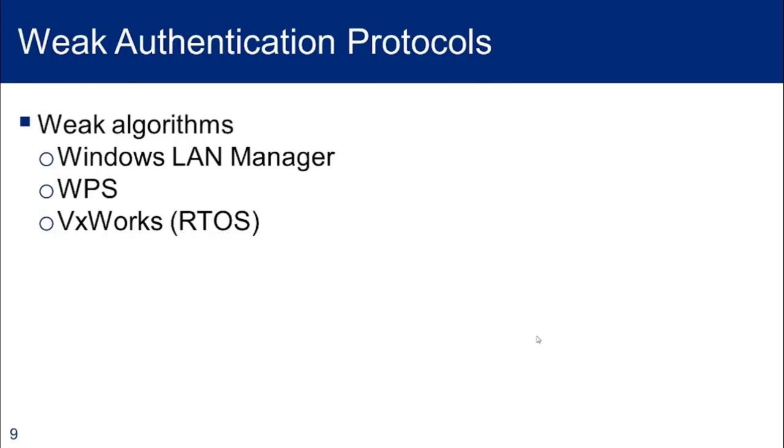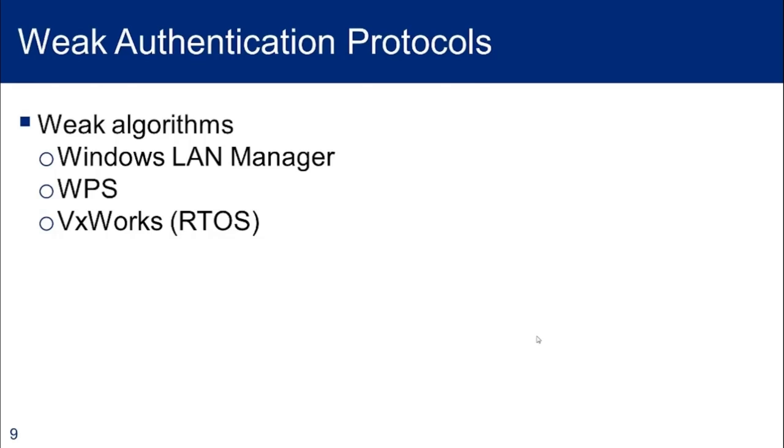VxWorks has a weak default hashing algorithm that is susceptible to collisions, so any string that produces the same hash is good enough to be authenticated. For example, y bracket bracket bracket bracket bracket ks hashes to the same string as password. The result is an attacker can brute force a correct password by guessing a string that produces the same hash and access the relevant service.